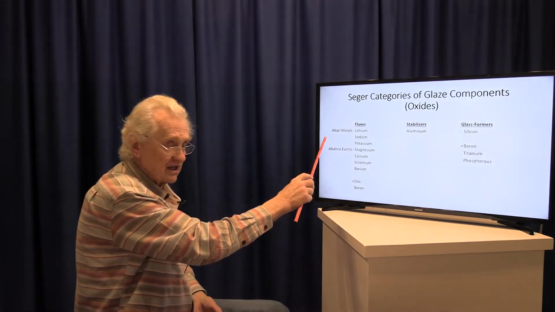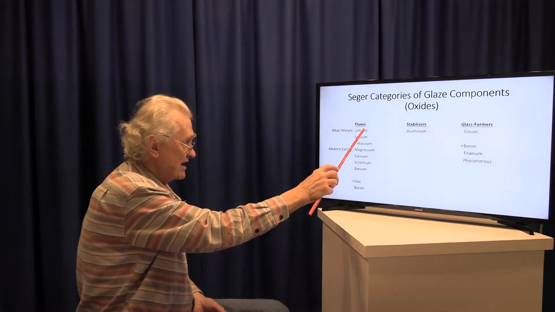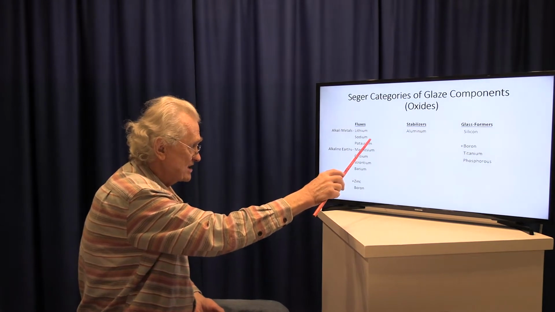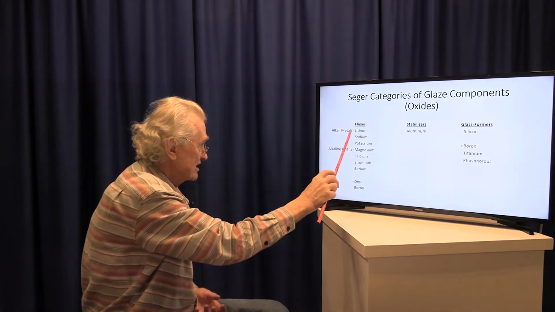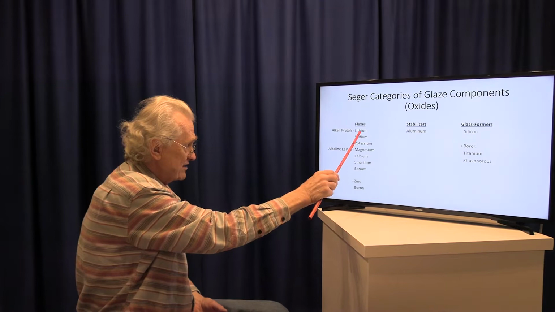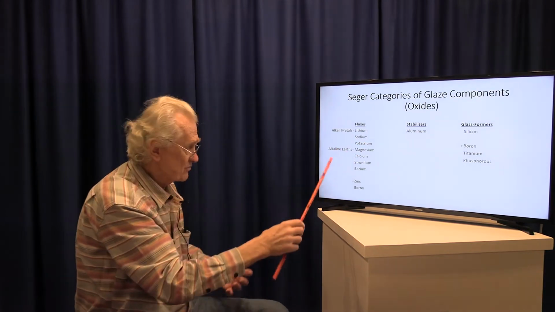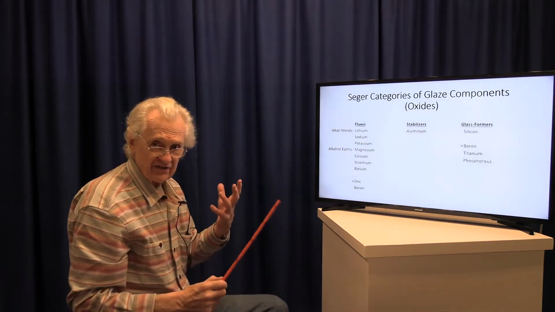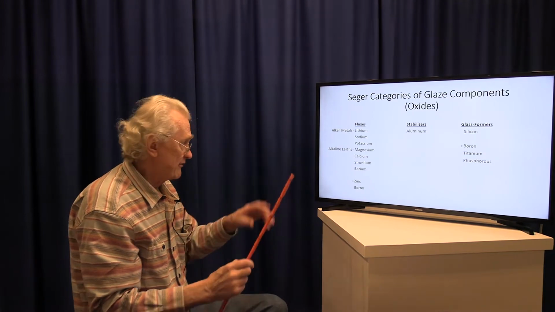So you have the alkali metals. I've left the word oxide off of here, but each one of these should be followed by oxide. So the alkali metals, you have lithium oxide, sodium, and potassium. And alkali metals, that's a chemical term, by looking at the periodic table.